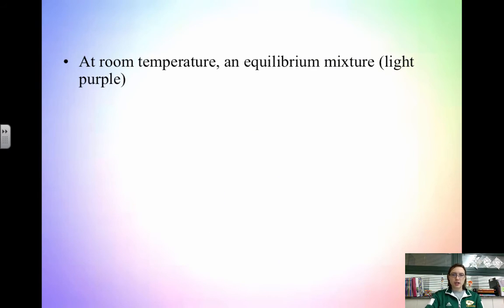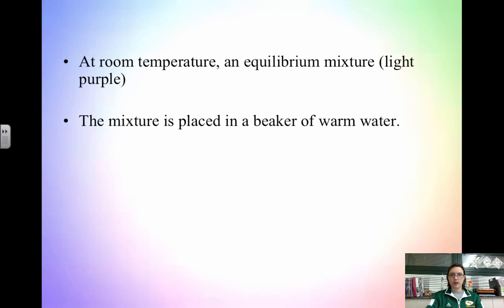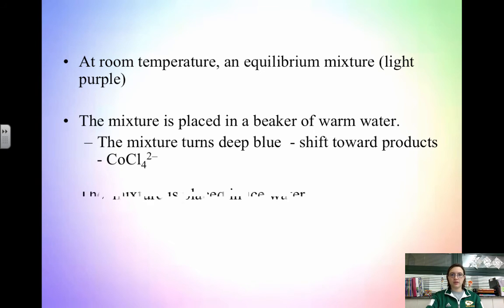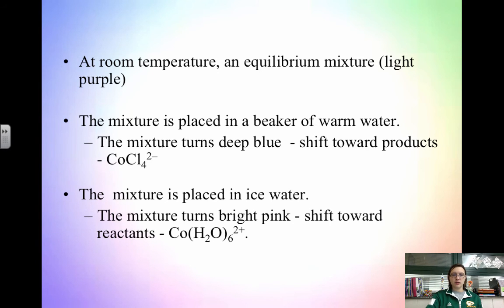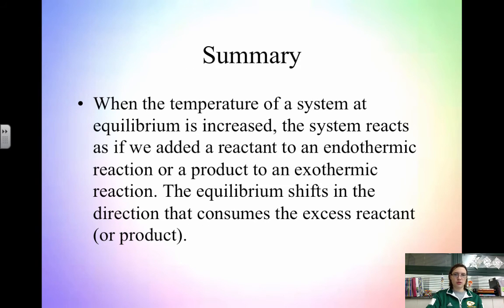So at room temperature, the equilibrium mixture was purple. When you put it in warm water, it turned blue because it shifted toward the products. When it's placed in ice water, it turns pink because it's shifted toward the reactants. So, summary of temperature. When the temperature of a system is increased, the system reacts as if we added a reactant if it's endothermic, or a product if it's exothermic. The equilibrium is going to shift in a way that's going to consume that excess reactant or product. So you always want to think in terms of temperature change, think of it like a reactant or a product, right? How is it going to change if you add or remove a reactant or product?